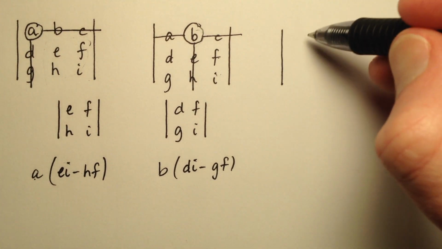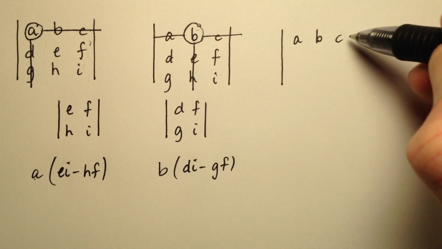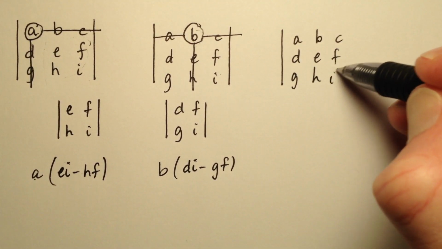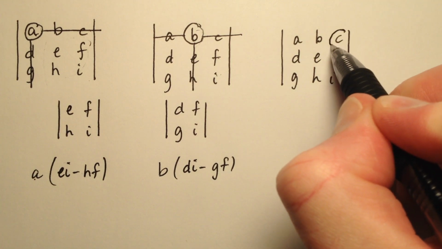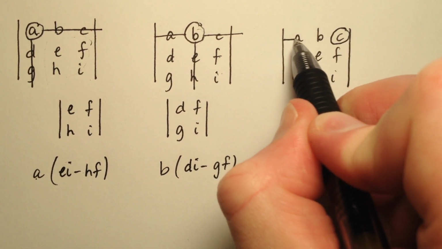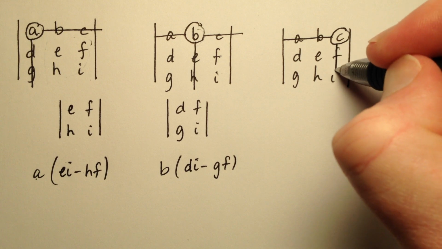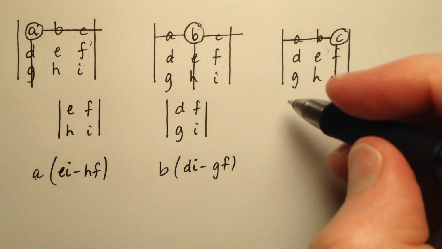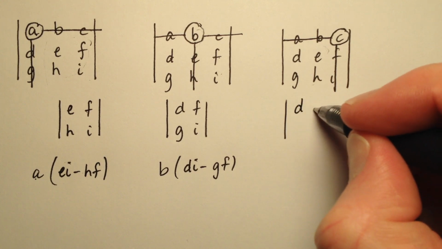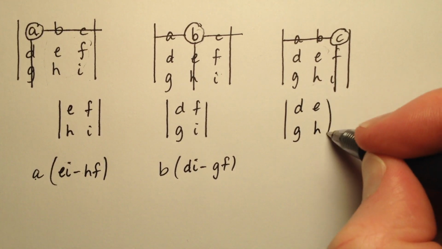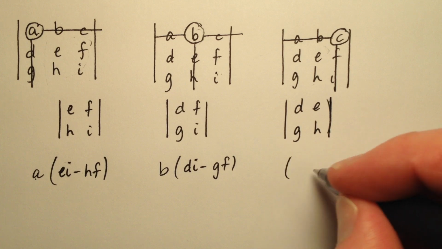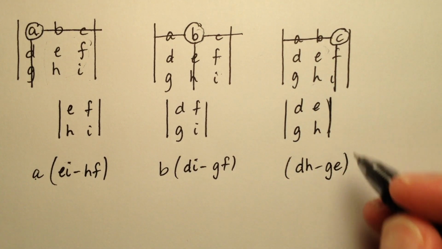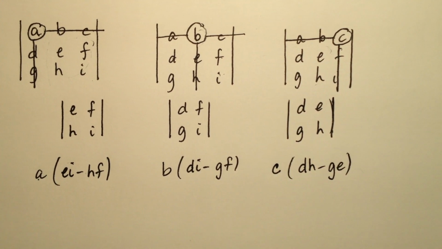Let's do this a third time because we still have our C value that we need to look at in that same row. So I'm going to circle that last value in that row, and I'm going to cross out the row that it's in and the column that it's in, and I'll be left again with this 2 by 2 matrix, and we'll find the determinant of that 2 by 2 matrix, and that's going to be DH minus GE, and I'm going to bring that C out front.